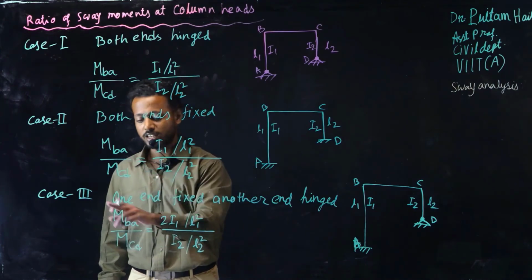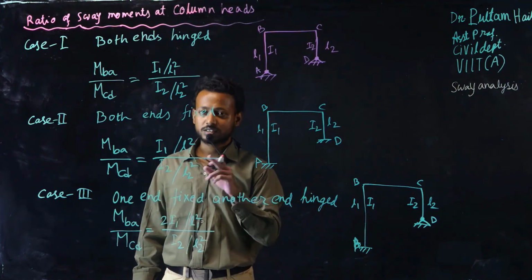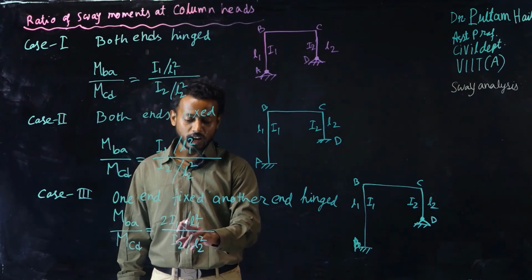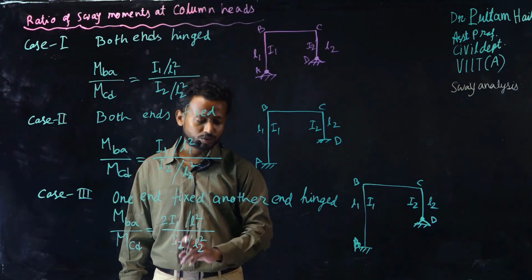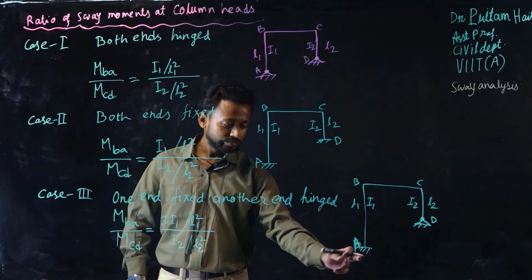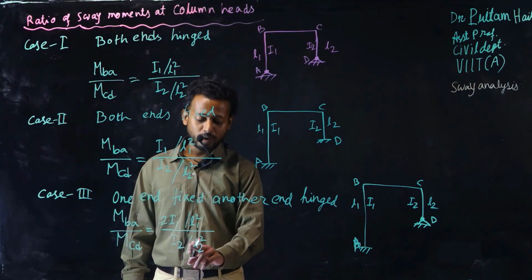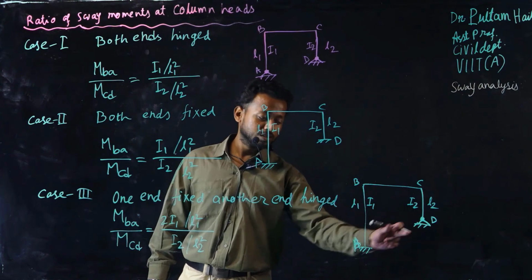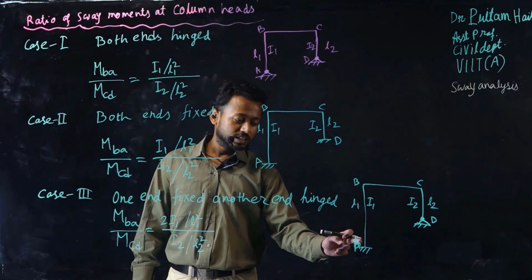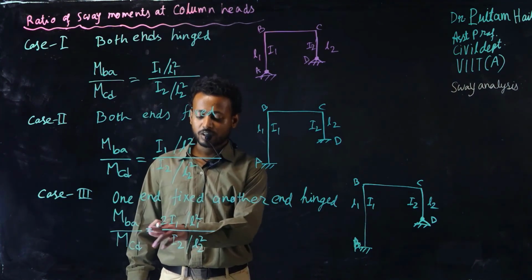Okay, case 3, one end is fixed and the other end is hinged. In this case, the scenario is changed. MBA by MCD equals 2 into I1 by L1 square divided by I2 by L2 square. That means MBA is twice due to this fixity, and MCD is I2 by L2 square due to this hinge. So while the support is fixed, the stiffness is twice that of a hinge according to this formula.